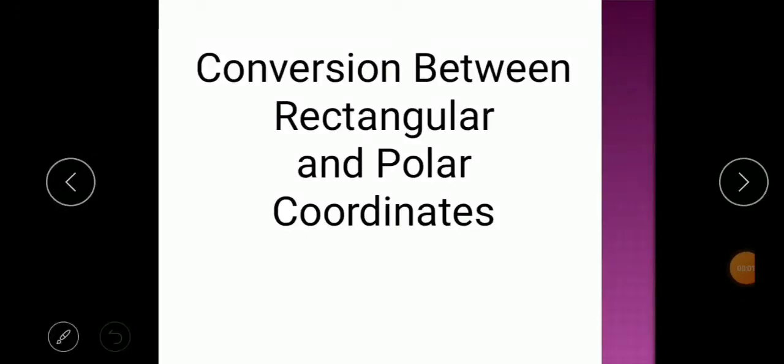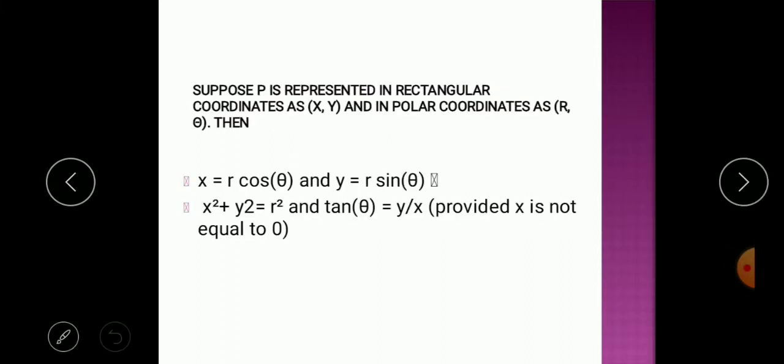Good day, my topic for today is all about conversion between rectangular and polar coordinates. Suppose P is represented in rectangular coordinates as x and y, and in polar coordinates as r and theta. Then x is equal to r cosine theta and y is equal to r sine theta, and x squared plus y squared is equal to r squared and tan theta is equal to y over x, provided that x is not equal to 0.